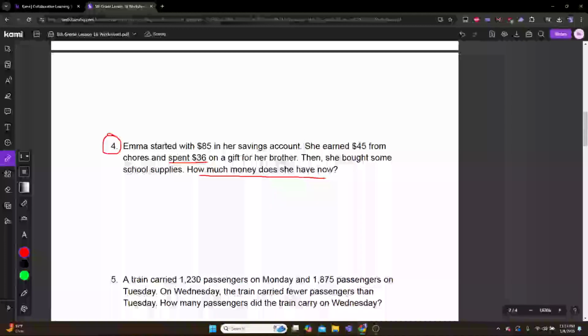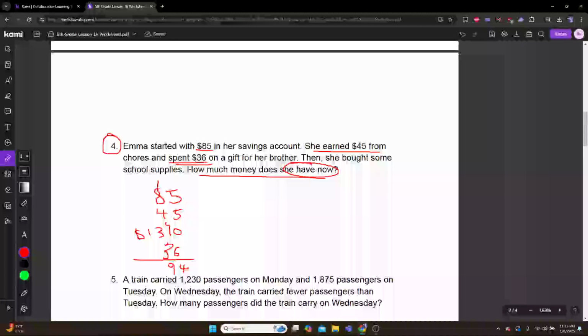Okay, so we're trying to figure out how much money she has right now. And she started with 85 and she earned $45. So you would add 45. So this means that she has $130 right now. And then she spent 36. So we would subtract 36 from the 130. So we would have 94. Sorry, 90. So we would have $94 left.